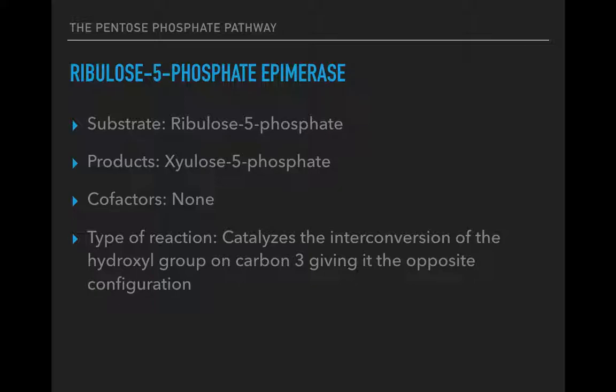The second enzyme is ribulose 5-phosphate epimerase. The substrate is ribulose 5-phosphate. The product is xylulose 5-phosphate. This enzyme doesn't have any important cofactors. This reaction is also a catalysis of the interconversion of the hydroxyl group on carbon 3, giving it the opposite configuration.